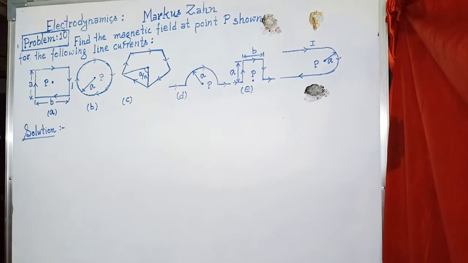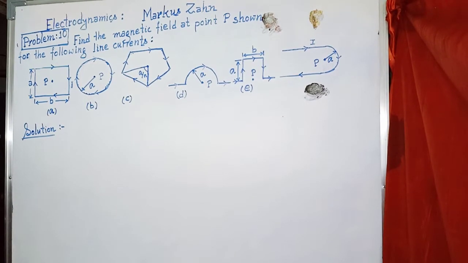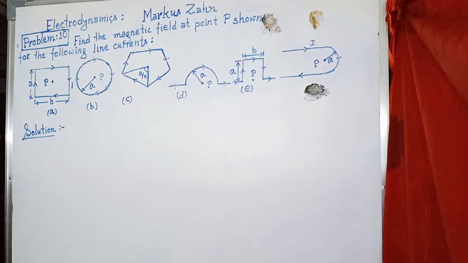Hello everyone, today I am presenting electromagnetics, or electromagnetic field theory, from Markus Zahn. This is problem number 10. In this question it is given to find the magnetic field at point P shown for the following line currents.